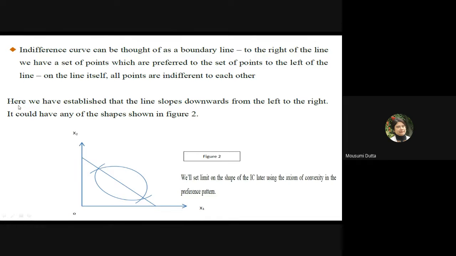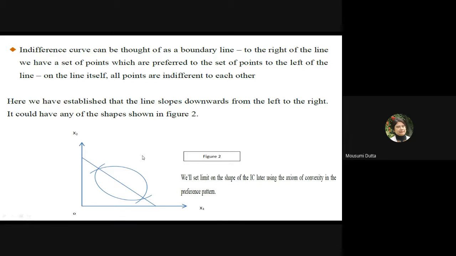Now, today I'm starting from this point. The way we derived the indifference curve, or the way we established the line of indifference, the line slopes downwards from the left to the right. So we can say that the indifference curve will be negatively sloped. It will come from northwest towards southeast.